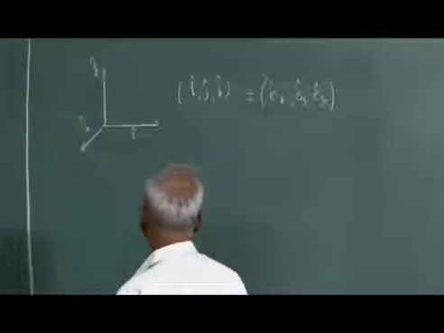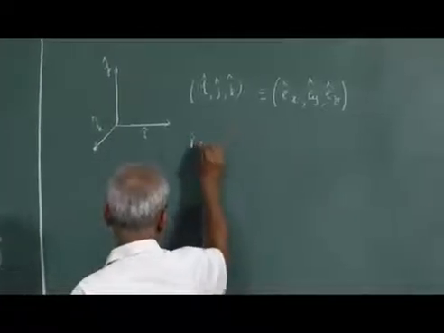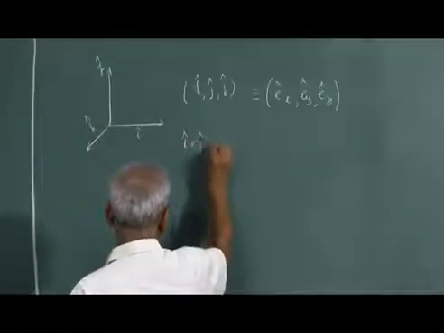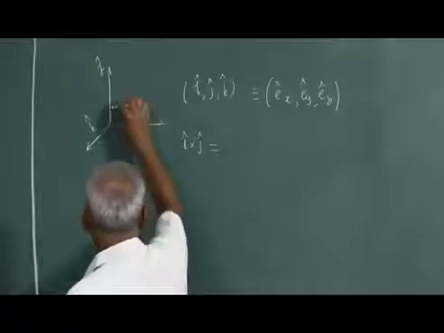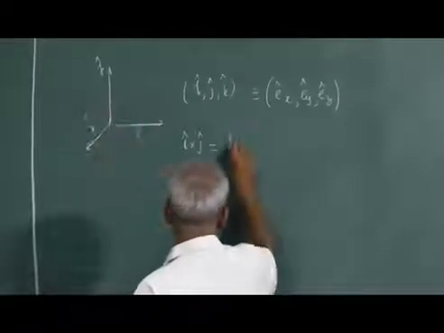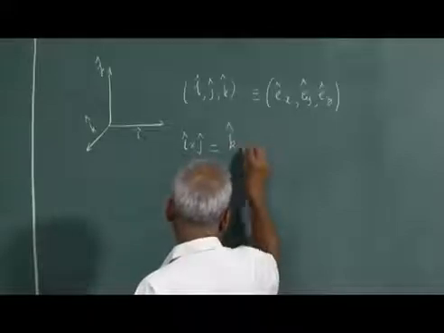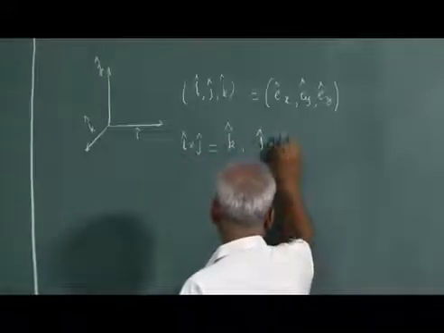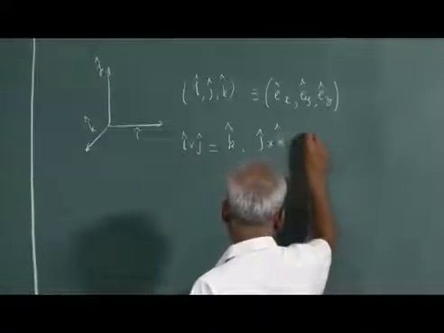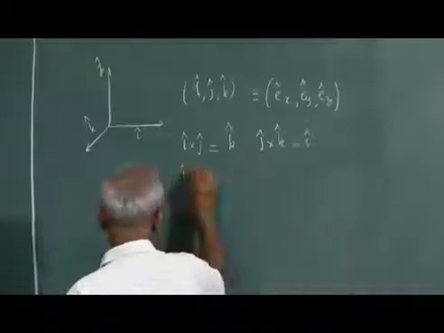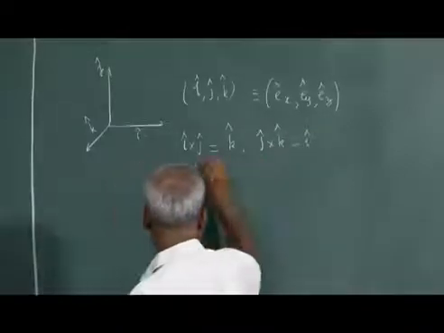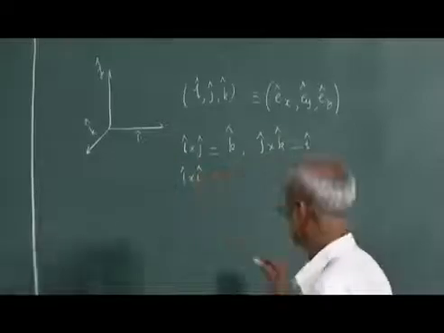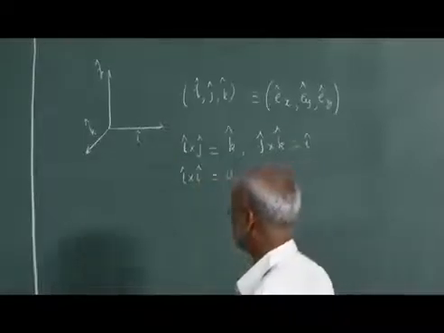And so you can see that if you take I cross j, automatically it will be k. So it is cyclic. Similarly j cross k is equal to I. What is I cross I? I crossed with I, what is it? It is 0. The cross product of any vector with itself is 0.